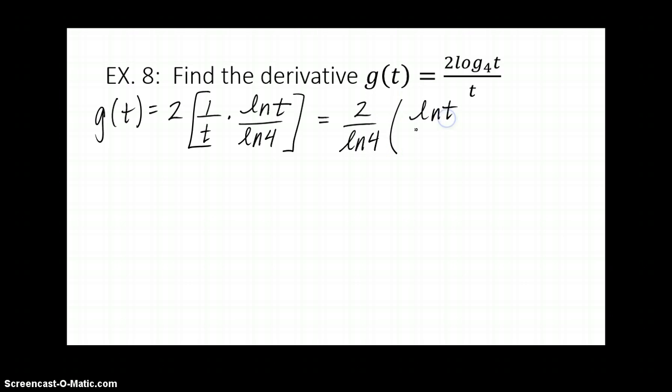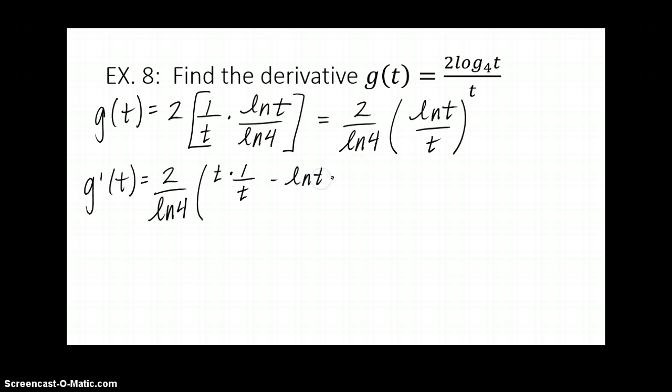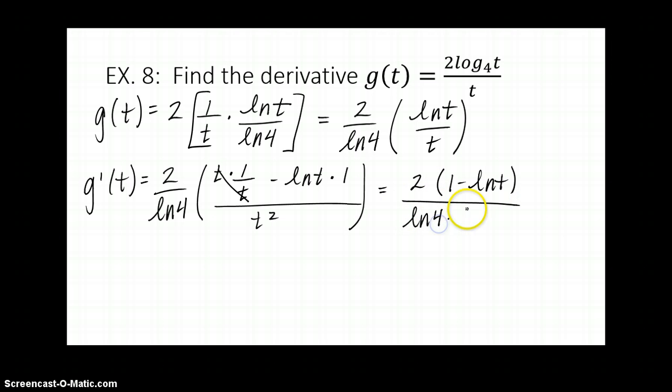And now my function is ln of t divided by t. I would have needed the quotient rule no matter which method I chose, whether I dove into the derivative or rewrote it first. So I opted to rewrite. G prime of t: 2 over ln of 4, that's a coefficient, it stays put. Bottom times the derivative of the top, minus top times the derivative of the bottom, all over bottom squared. These cancel. So my numerator is 2 times the quantity 1 minus ln of t. My denominator is ln of 4 times t squared.